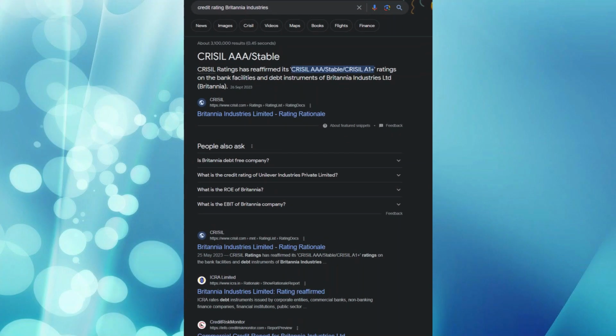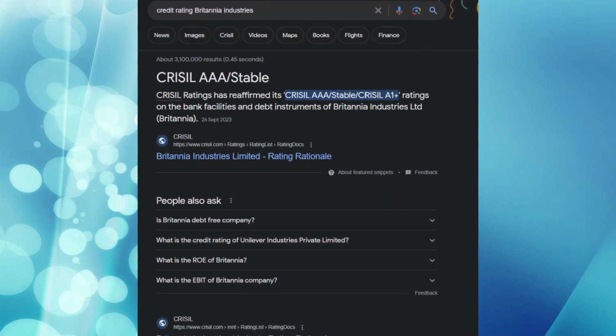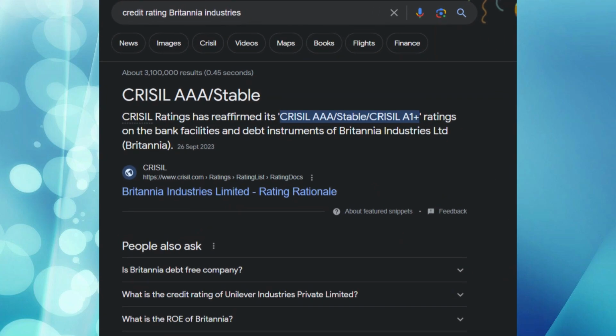For example, let's type in credit rating Britannia Industries. This search will show several ratings for the company. It's best to look at the most recent ones as they are updated regularly, about every 1 or 2 months. But why do companies have credit ratings? Just as when we borrow money from a bank, the bank does a credit check to assess our ability to pay back, similarly, when a company borrows money, any kind of debt, its ability to pay back that money needs to be assessed. This is where credit ratings come in.